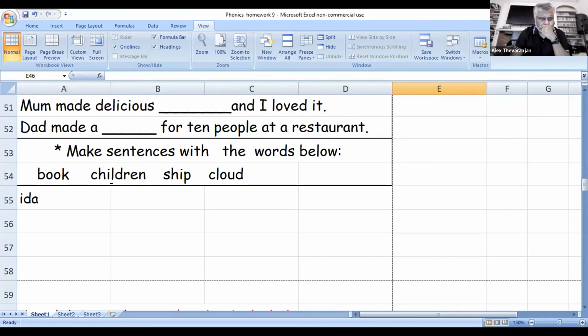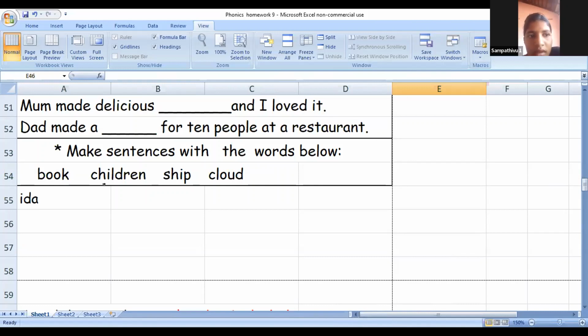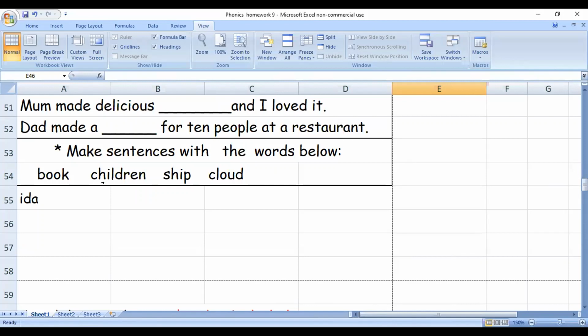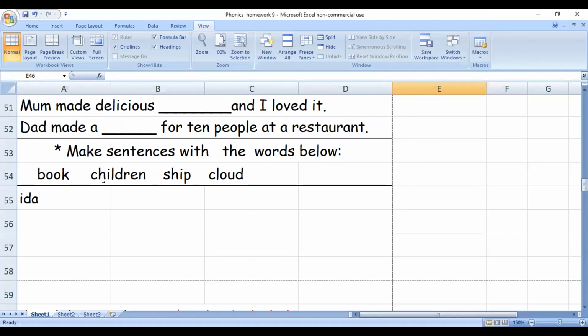Very talented. Pastor Christina. You have to unmute. Pastor Christina. You'll have to unmute. Okay, can you make a sentence with children?